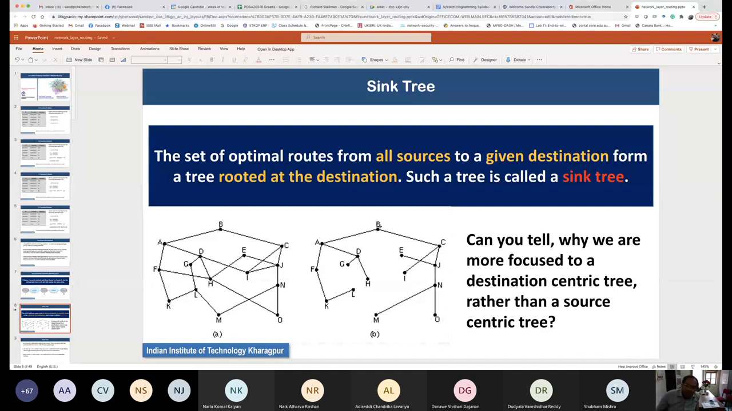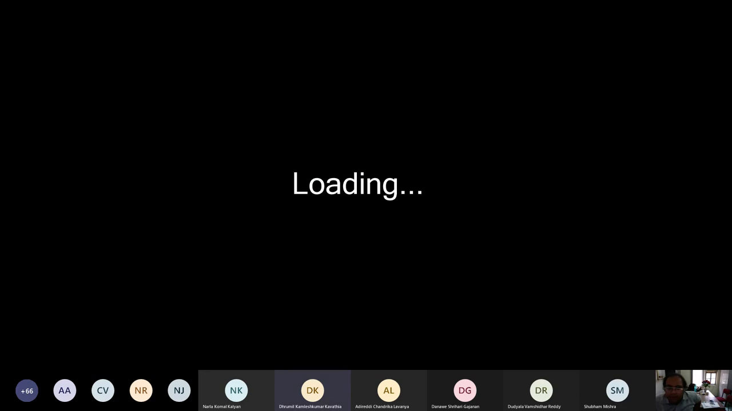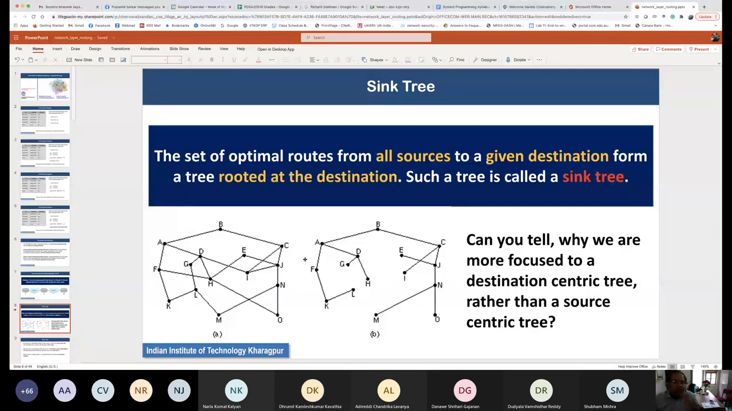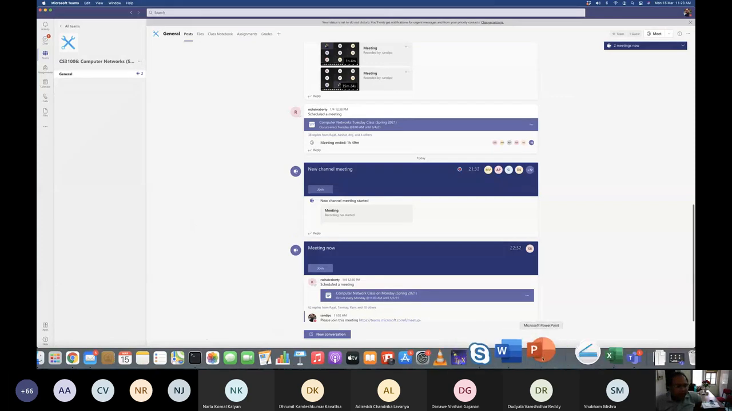Sir, your presentation is stuck. Can you please repeat? Sir, your presentation is stuck, I think. The presentation is not coming? No, it is stuck. It was stuck on slide 2. Oh, it is stuck on slide 2. Let me close it and share it again.